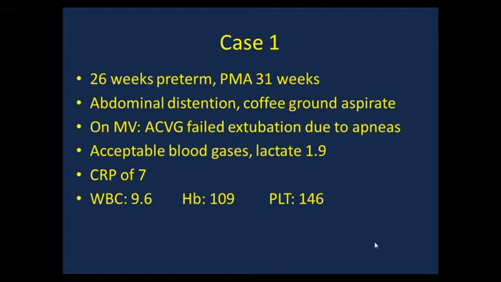Case number 1. Preterm 26 weeks, post-menstrual age of 31 weeks. He developed abdominal distension, coffee ground aspirate. He's on mechanical ventilation, failed extubation due to apneas. Acceptable blood gases, unremarkable lab work, lactate of 1.9, CRP of 7, WBC count of 9.6, hemoglobin 109, platelet count of 146.